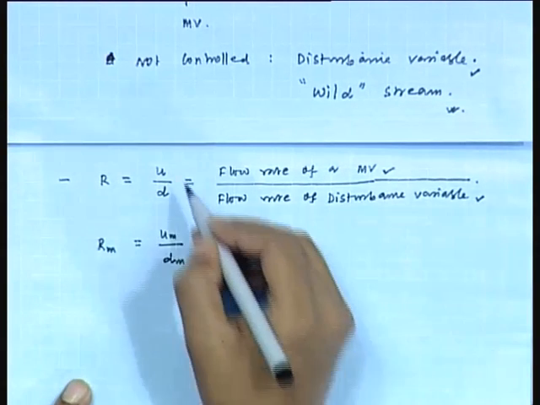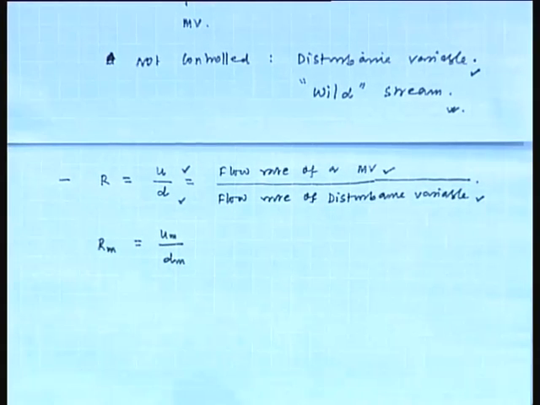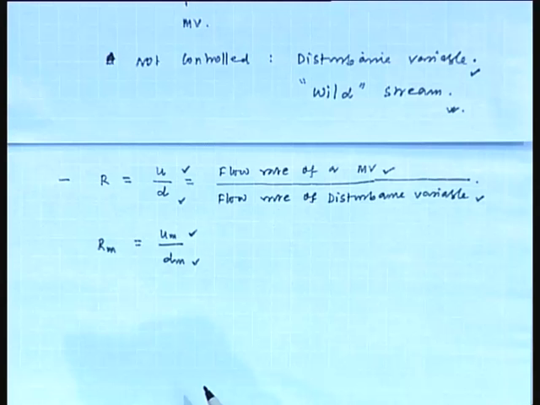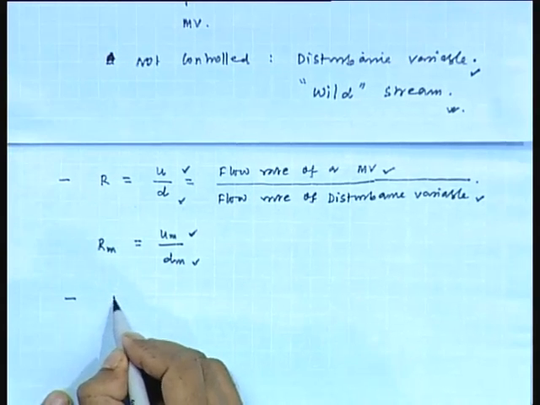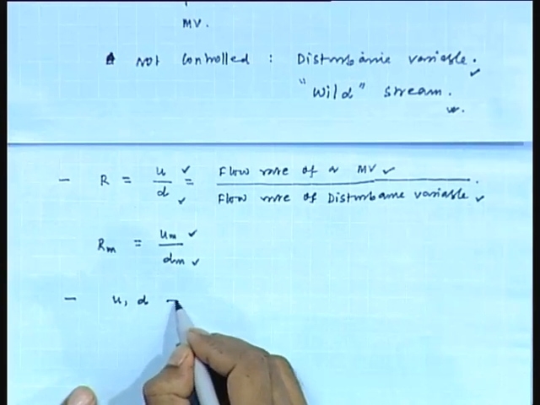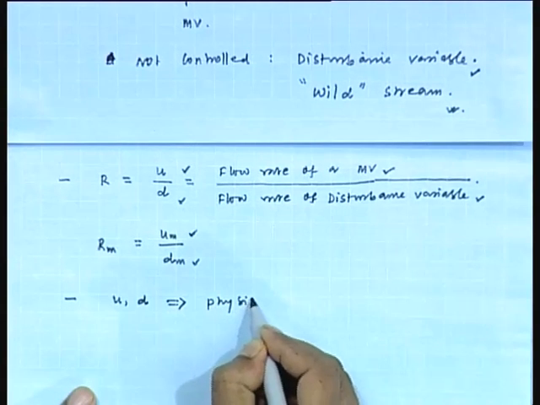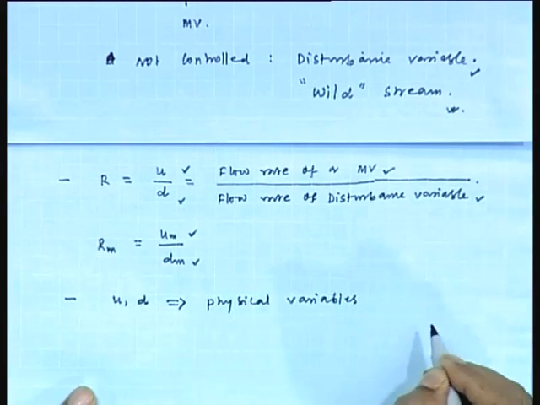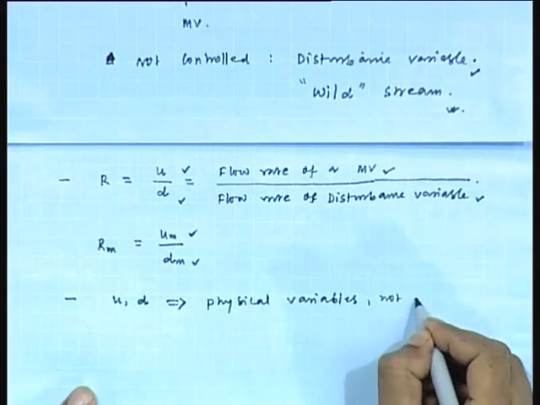Since the manipulated input and the disturbance variable both are measured quantities, they are sometimes denoted by U suffix M and D suffix M. Accordingly, the ratio R is denoted by R suffix M. And another important thing is that both U and D are physical variables, not deviation variables.